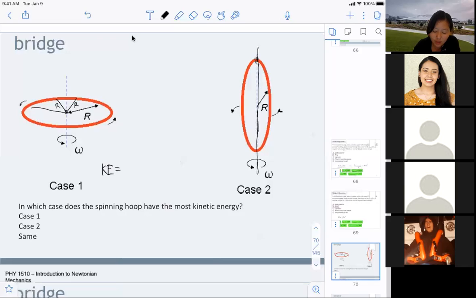Given the kinetic energy is 1/2 I omega squared, and they're all rotating with the same omega, the question is, what is I in case 1? How does that compare with I in case 2? Are they equal? Or is I1 bigger or I2 bigger? What do you think?